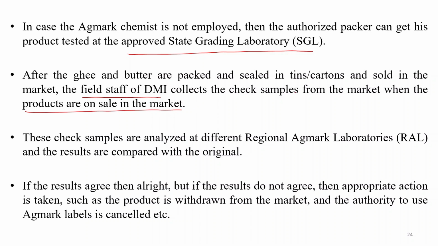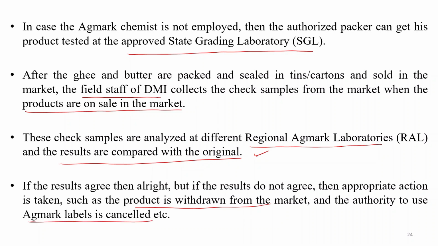That is, anytime the field staff of DMI can visit the market and collect the sample, and send it to the nearest regional AGMARK lab for testing, and the results will be compared with the original results that are being kept at the industry or with the food business operator. Now if results agree, then all right, but if results do not agree, then appropriate action is taken, so the product is withdrawn from the market and the authority to use the AGMARK label is cancelled.